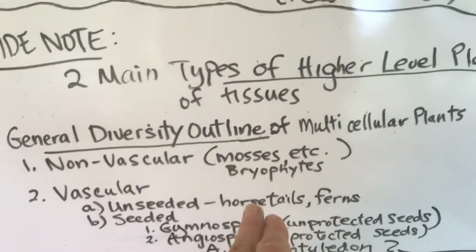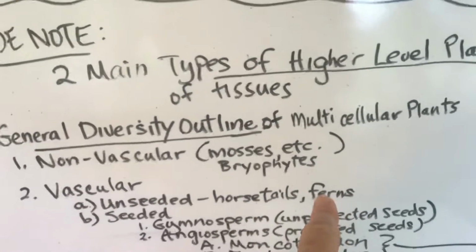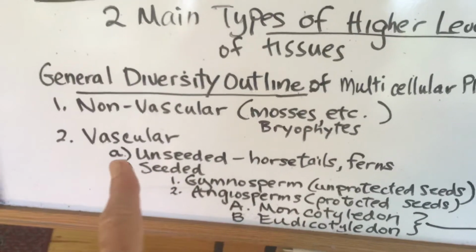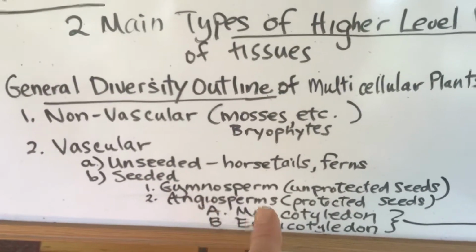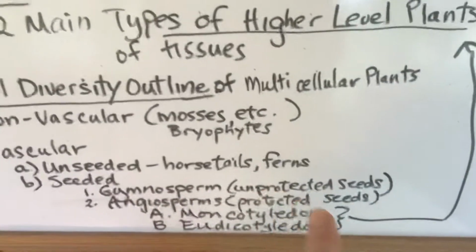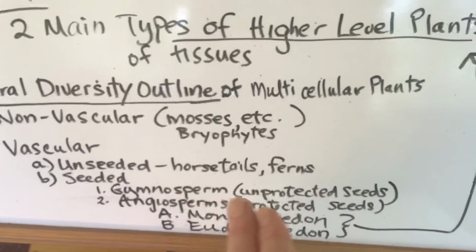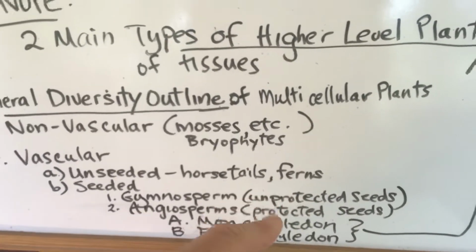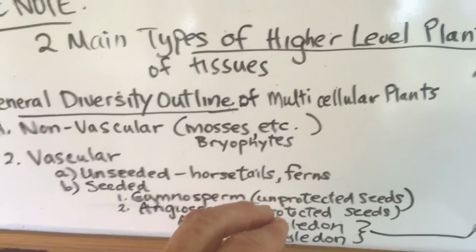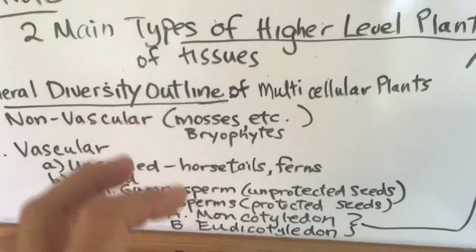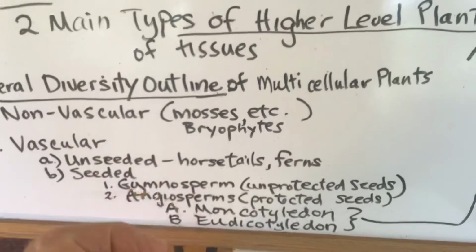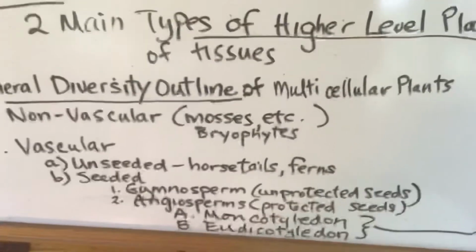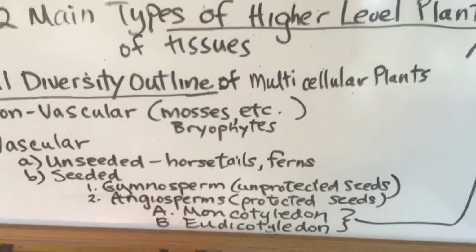Some things that you might know that are those are horsetails and ferns. And then you have the seeded groups. The seeded groups are divided into two groups: gymnosperms and angiosperms. Gymnosperms means unprotected seed, and angiosperm means protected seed. This is mainly on a more micro level. It's talking about the integuments that are around the ovule that is part of a flower. So we will talk more about that later when we talk about flowers and flower structure.